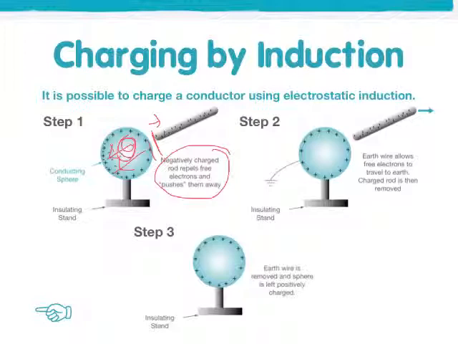Now, you have to get rid of those extra electrons, so if you earth it, in this case, the electrons fly down the wire, leaving a net positive charge. Once you remove this initial negatively charged rod, you're left with a positively charged sphere.